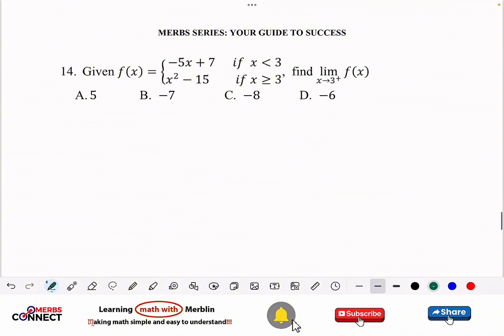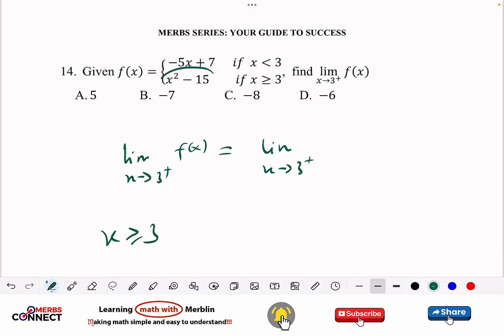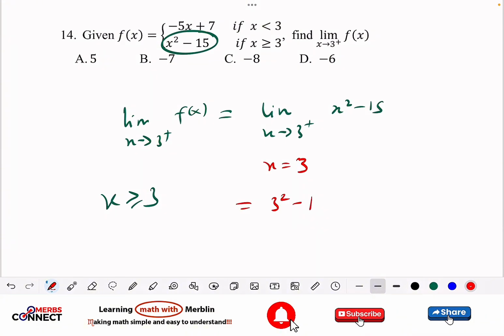Let's look at this. The limit as x approaches 3 from the positive side of f of x, meaning x should be greater than or equal to 3 because it's positive. So we use the function x squared minus 15. Set x to be 3, and we have 3 squared minus 15, which is 9 minus 15, and this should be minus 6, which is right here.